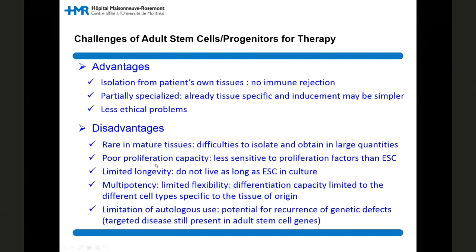You may have poor proliferation capacity of these cells. There is limited longevity. These are not as sustained as ES cells. And in terms of multipotency, clearly they are less flexible, with less differentiation potential. And there's a limitation to the use of autologous cells, in that if they have genetic defects, then you might be replicating the defects. So you might be thinking of other sources, either allogeneic or genetically modified cells.